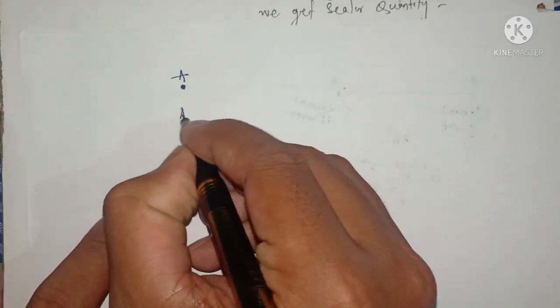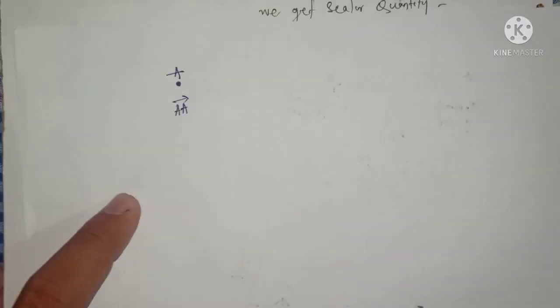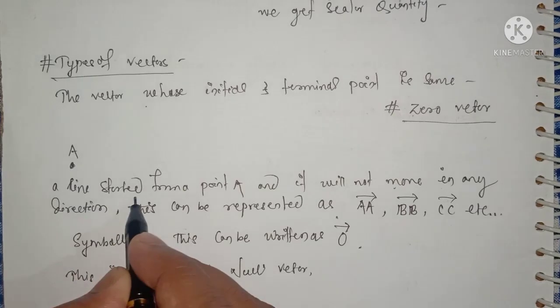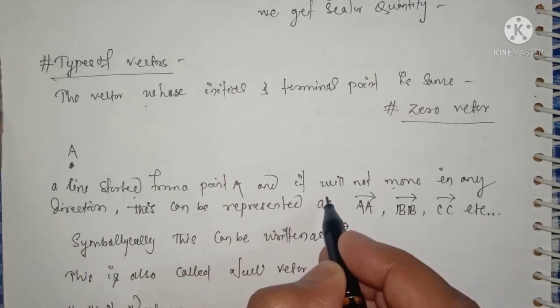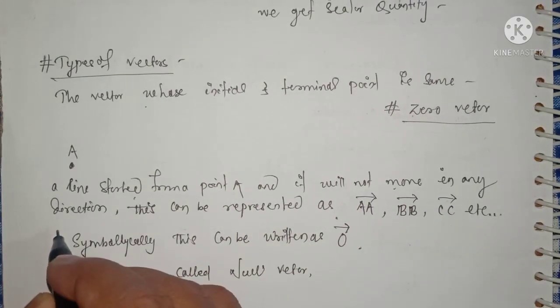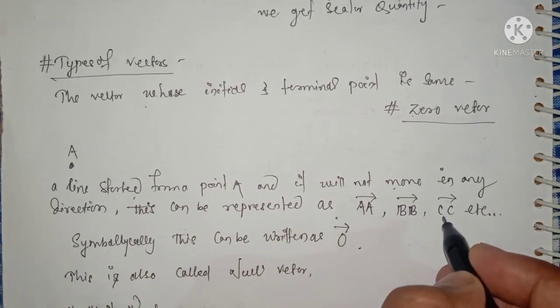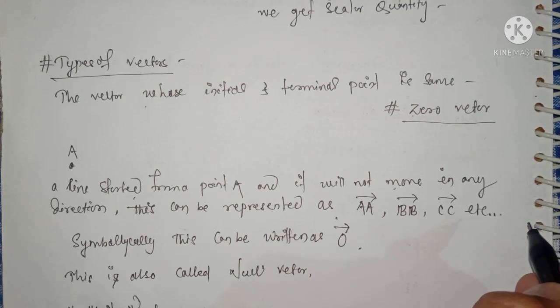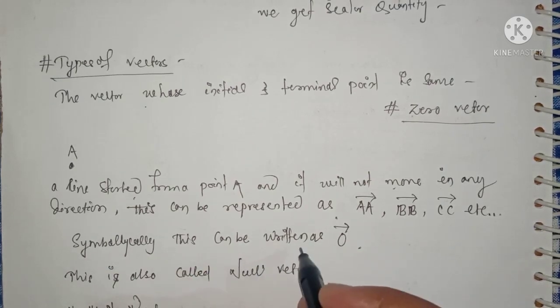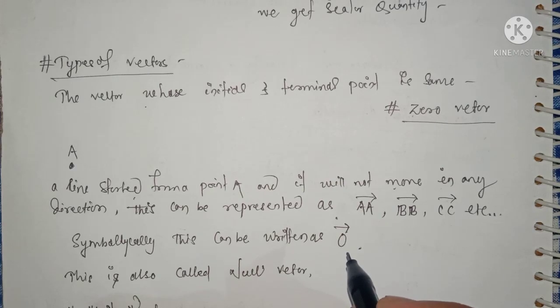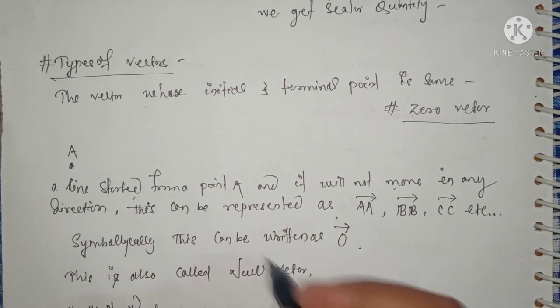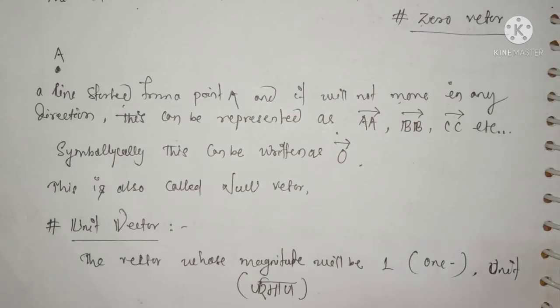So this can be written as a vector, right? And the definition is a line starting from a point A that does not move in any direction, and this can be represented as a vector, b vector, c vector, etc. Symbolically this is written as zero vector, and in other words we also call it the null vector.